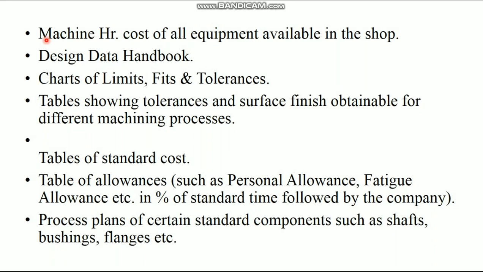Then machine hour cost of all equipment available in the shop, design data handbook, charts of limits, fits and tolerances, tables showing tolerances and surface finish obtainable for different machining processes, tables of standard cost, table of allowances such as personal allowance, fatigue allowance, etc. in percentage of standard time followed by the company, process plan of certain standard components such as shaft, bushings, flanges, etc.